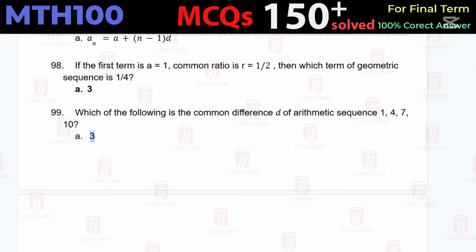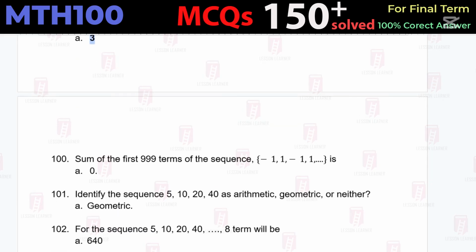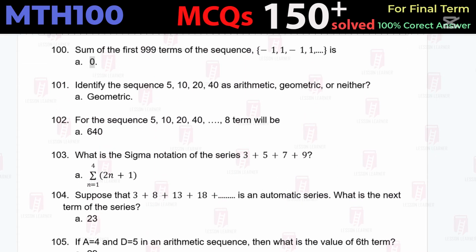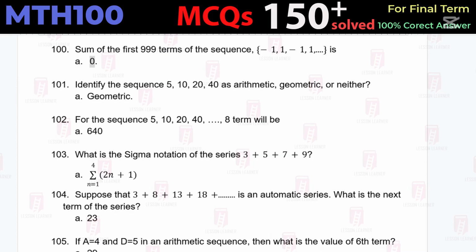The sum of the first 999 terms of the sequence minus 1, 1, minus 1, 1 and so on is 0. Identify the sequence 5, 10, 20, 40 as arithmetic, geometric or neither. It's a geometric sequence. For the sequence 5, 10, 20, 40 till the 8th term will be 640.